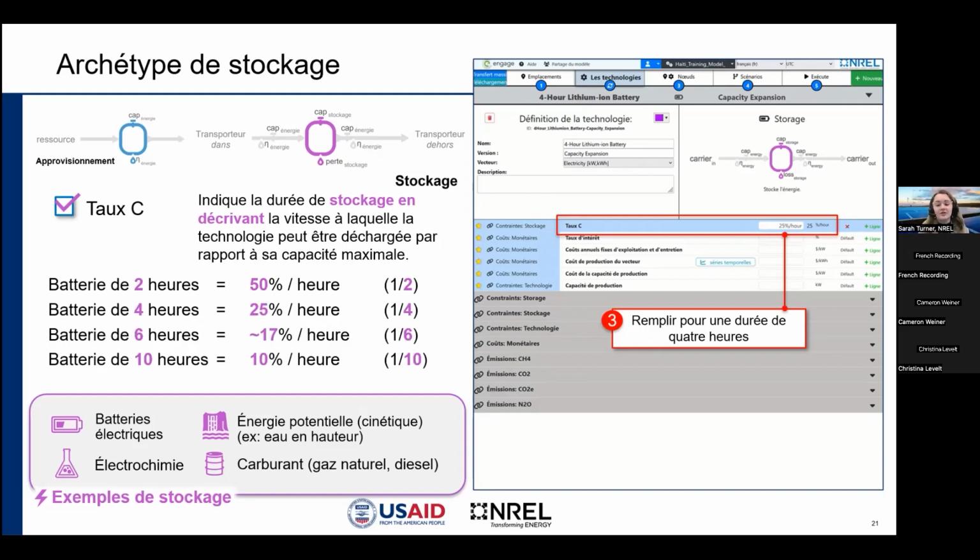If the storage technology, however, was a 4-hour battery, that would mean that 25% of its maximum storage capacity would be gone in an hour. We'll go ahead and populate this to our storage technology as seen on this screen. This formulation might be confusing for modelers who are not used to configuring storage technologies. But it makes more sense once you realize that the denominator of your C rate should always represent the hour duration you are wishing to model, whether that be a 6-hour battery or a 10-hour battery.